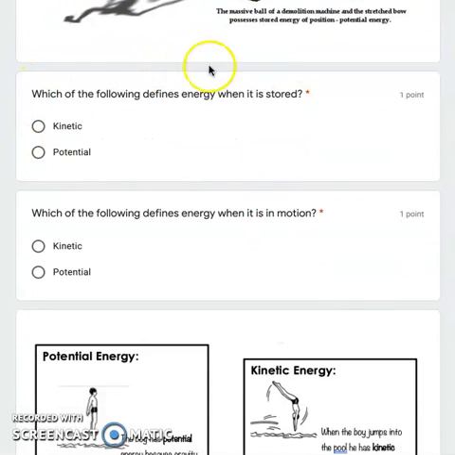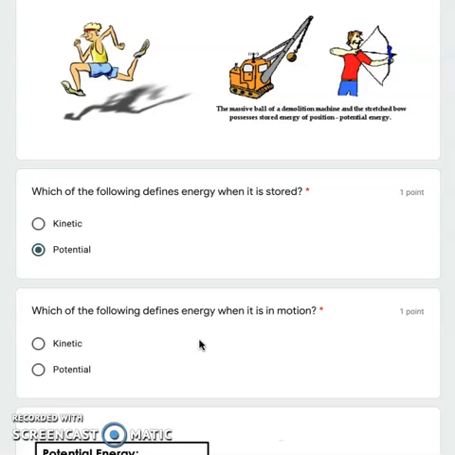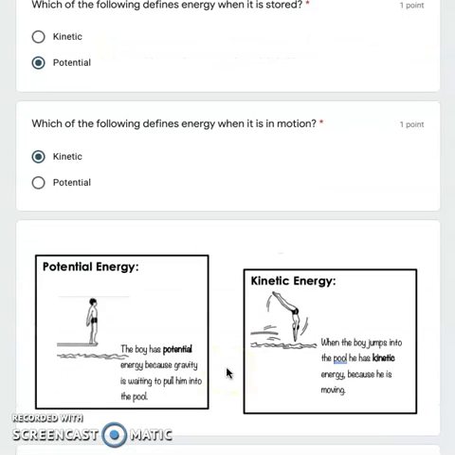So which of the following defines energy that's stored? Again, energy that's stored is known as potential energy. It has the potential to do the work, right? And which one of the following describes or defines energy when it's in motion? That would be considered as kinetic.